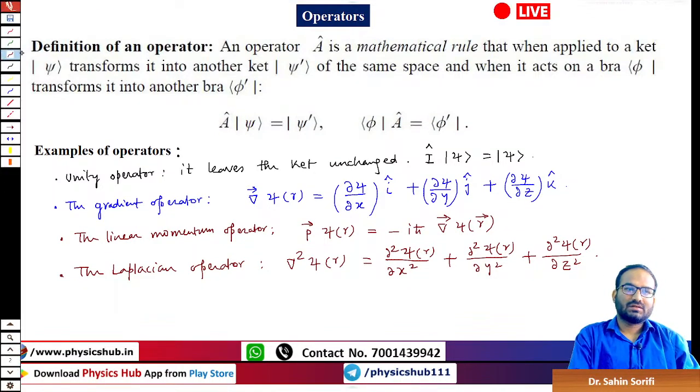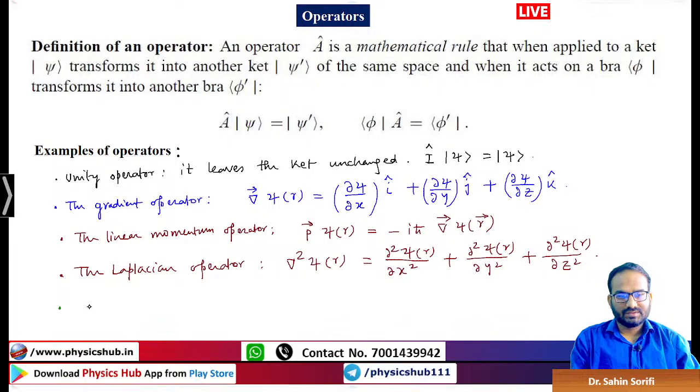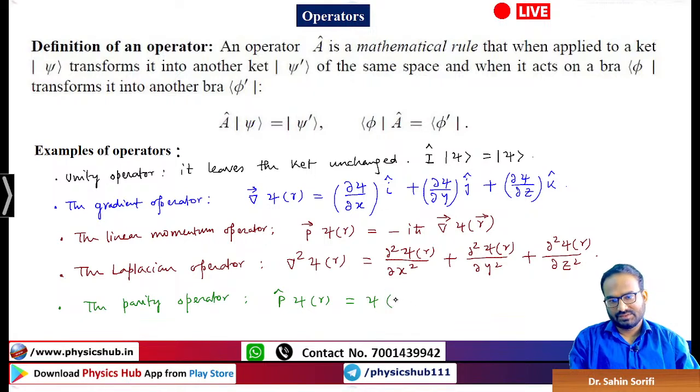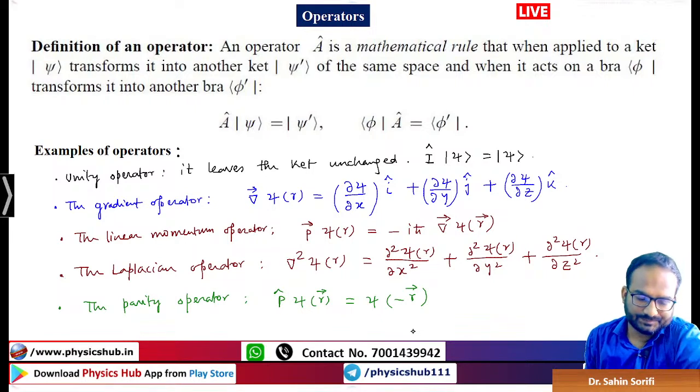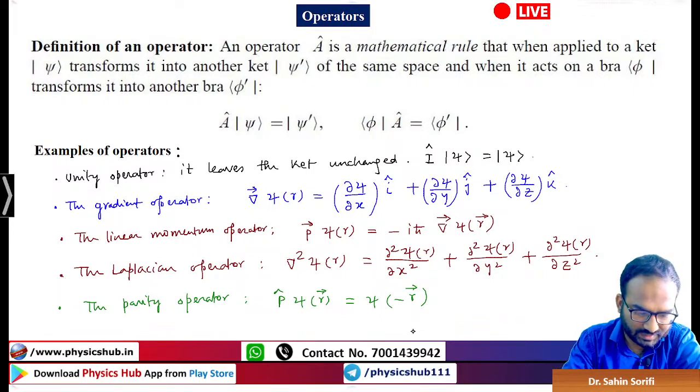Let us take another example, that is the parity operator. What does this parity operator do? The parity operator, while acting on some wave function, just reverses the sign of r. So from psi of r, it will become psi of minus r. So this is the function of a parity operator. I hope you got a pretty good idea about some of the operators.